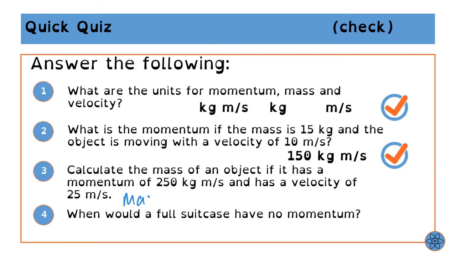For question 3, we need to rearrange the equation. So mass equals momentum divided by velocity. And then we know that the momentum is 250 kilogram meters per second, and the velocity is 25. So 250 divided by 25, which then gives 10 kilograms. And finally, when would a suitcase have no momentum? Well, an object has no momentum when it's not moving. So the final one for question 4 is when it's stationary.